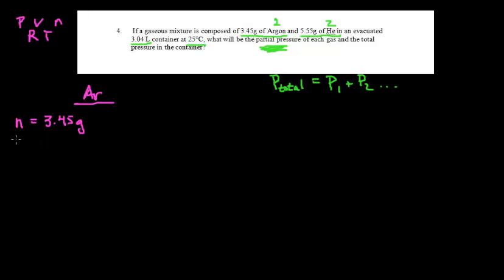And I know that it's in a 3.04 liter container. Liters is a measurement of volume. So volume is equal to 3.04 liters. And the container is at 25 degrees Celsius. What is degrees Celsius a measurement of? Temperature. Got 25 degrees Celsius. What will be the partial pressure? So I want to know the pressure of that, and that's actually what I'm trying to find.